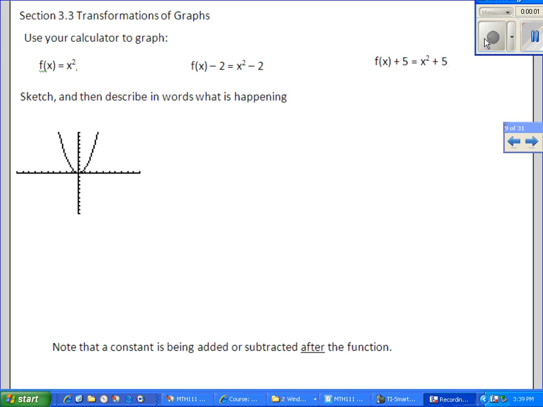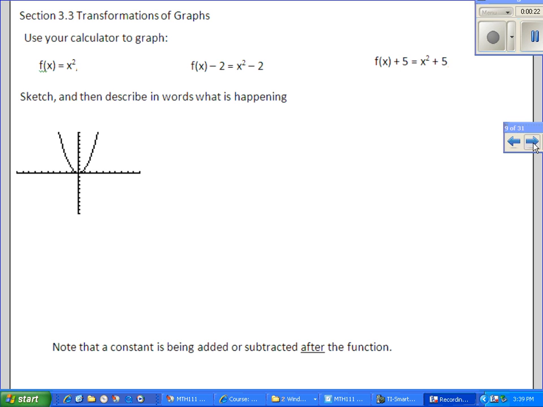Transformation of graphs. This is really helpful in conjunction with your graphing calculator to help you predict what a graph is going to do and then what would be the appropriate window to use as you're trying to graph the function on your calculator. So I'm going to look at a few functions here to start with. f(x) = x squared is our basic parabola, and I've graphed it on my calculator here.